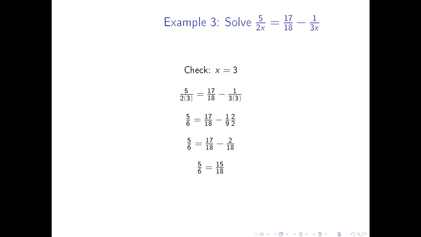But I can reduce that to 5/6 because I can take a factor of 3 out of each of them and cancel. So again, 5/6 equals 5/6. We're good. Our answer is correct. Notice every single one of these problems you should check, and so you should walk away from every one of these problems 100% confident that you did it right.